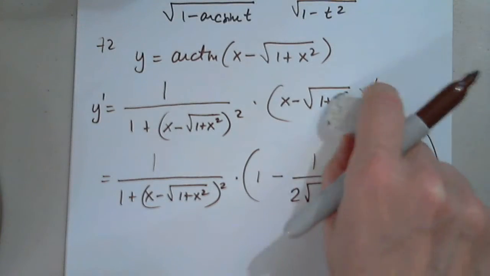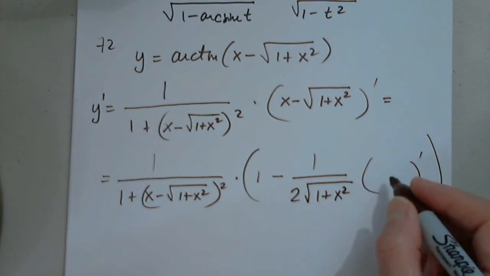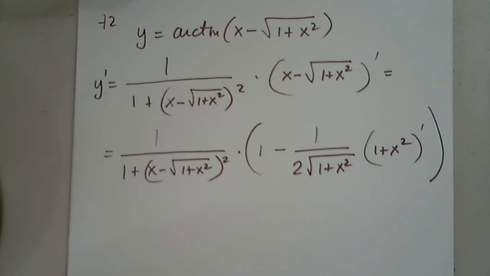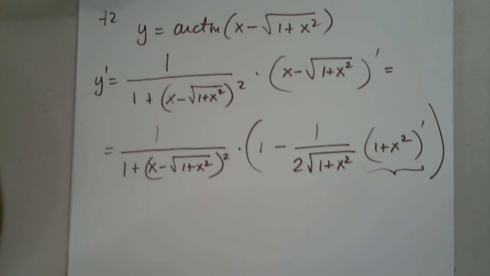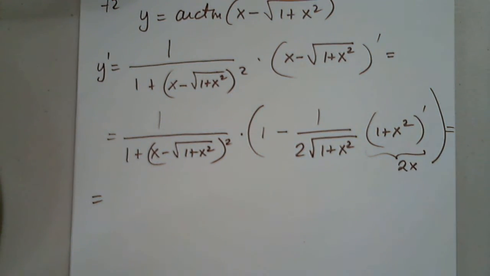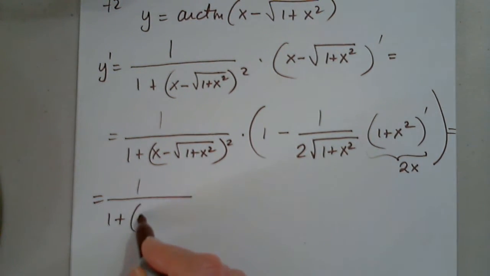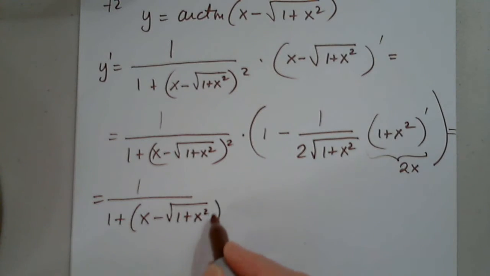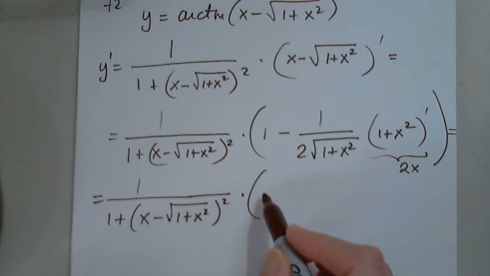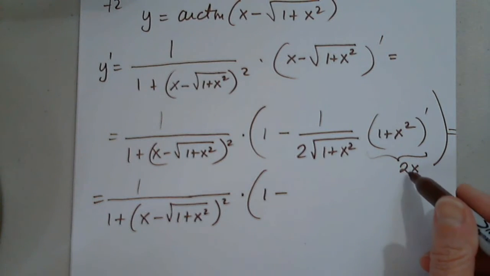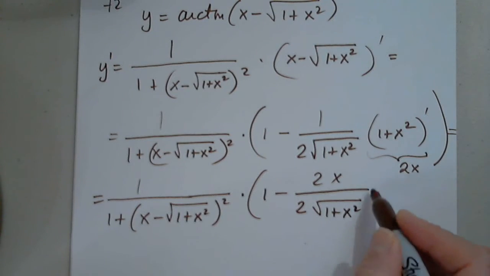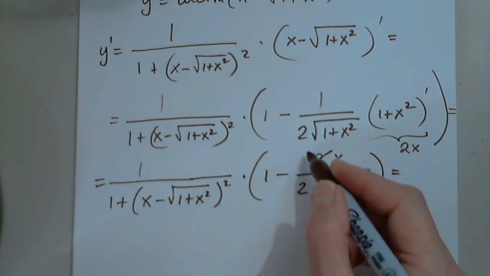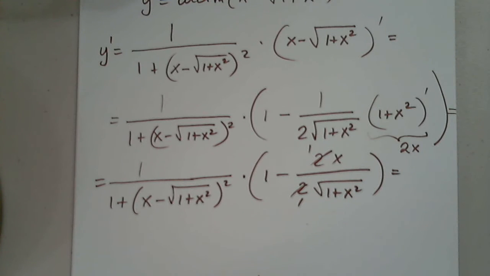Now I'm going to uncover 1 plus x squared. And what do I need to write instead of this? 2x. That's it. That will be replaced by 2x. So 1 over 1 plus x minus the square root of 1 plus x squared, squared, times 1 minus 2x at the top and 2 in the denominator. So these two will go away. I can simplify factors.